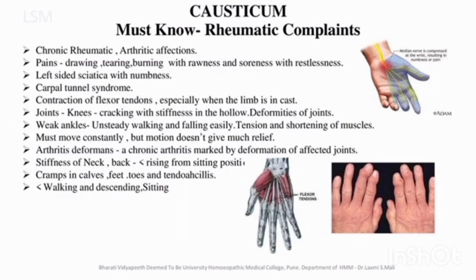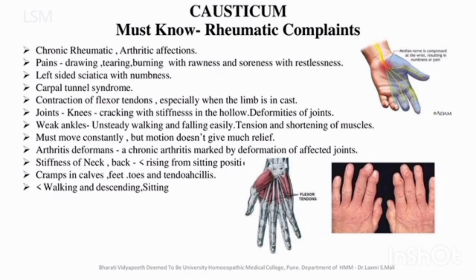Causticum is indicated in chronic rheumatic and arthritic affections. Pains are drawing, tearing, burning with rawness, soreness, and restlessness. It is indicated in left sided sciatica with numbness, carpal tunnel syndrome with contraction of flexor tendons, especially when the limb is in cast. In the joint affections, we see the knees are affected where there is cracking with stiffness in the hollow. It is also indicated in arthritis deformans, a chronic arthritis state with marked deformation of affected joints.